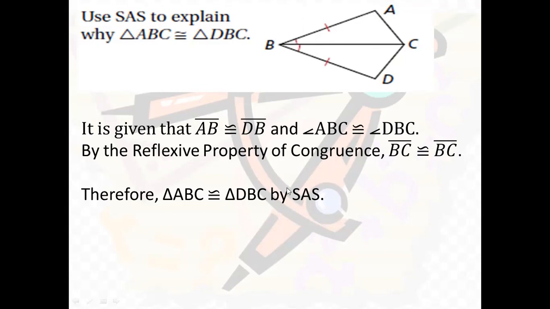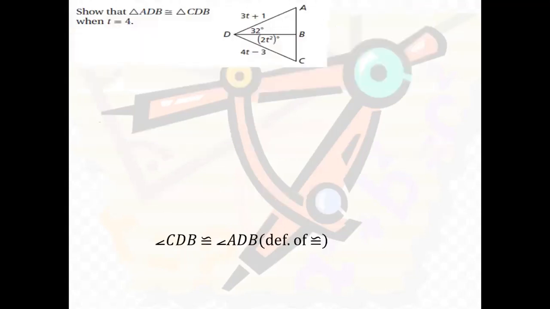So you need to mention the property which you have used. I think when solving, I forgot to mention the property, but you need to mention it because they said use the property. So you need to finish it by SAS or SSS, whichever property they want you to use. All right, let's go forward and check how we can prove two triangles are equal when the value of a variable is given. So here, triangle ADB is congruent to CDB.